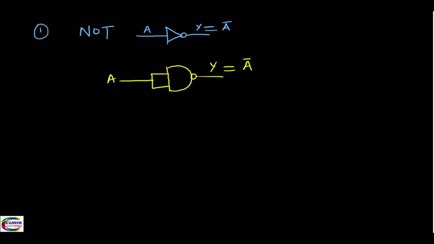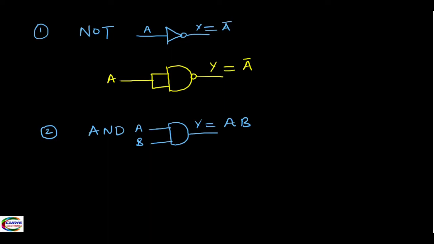Now the next gate we will learn is the AND gate. How to make AND gate using NAND gate. So symbol for AND gate. This is the symbol for AND gate. A, B, and Y is the output. Y equal to AB. Now we'll see how to make AND gate using NAND gate.